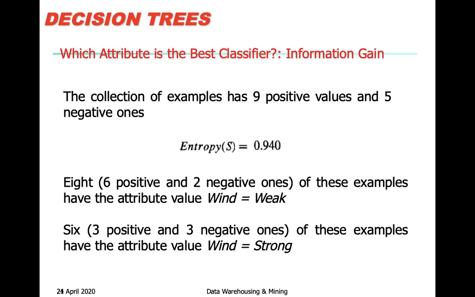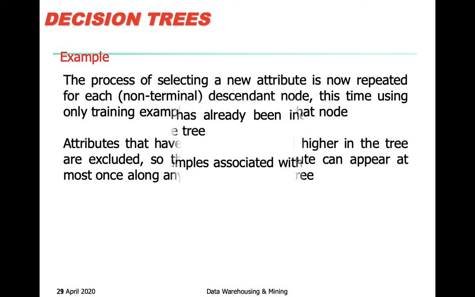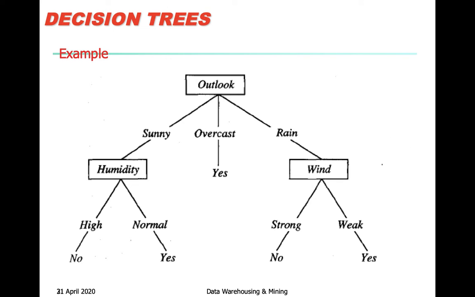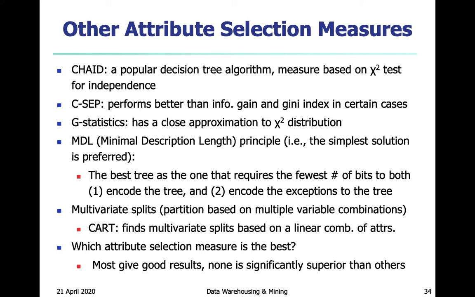I'm coming to this example. Before that, I'll give another comparison of selection measures, which you can check. Other attribute selection measures are also there, and these different attribute measures are also used.